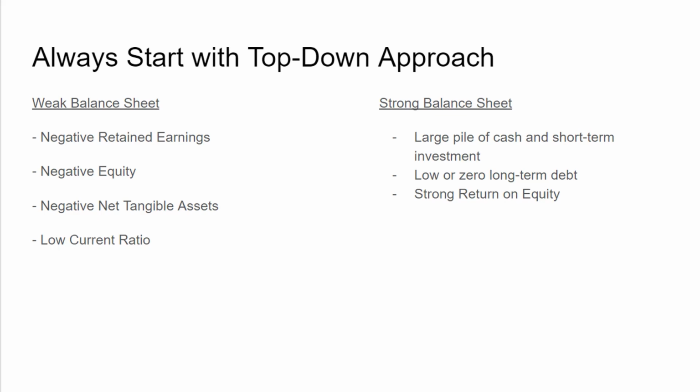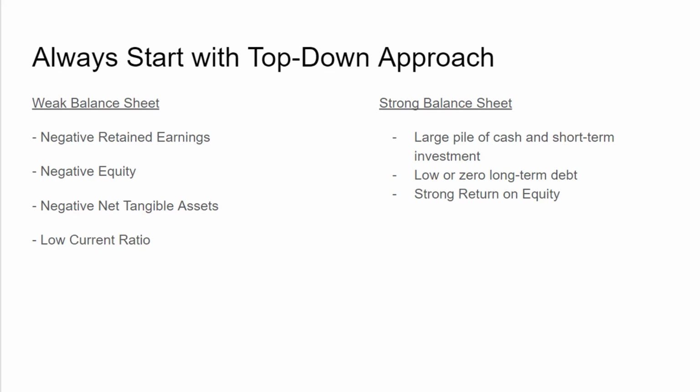And lastly, we want to look at the current ratio. As mentioned before, anything below 1 tells us that a company does not have enough current assets to cover its current liabilities. So if they went ahead and converted everything they had to cash, they would not be able to cover their bills for this year. So that's what makes a weak balance sheet.